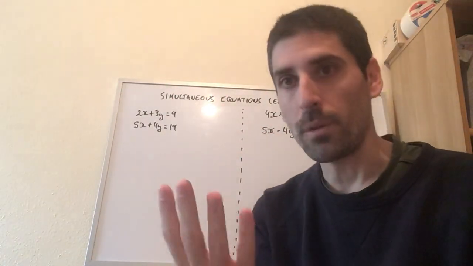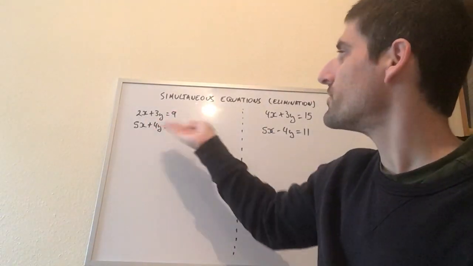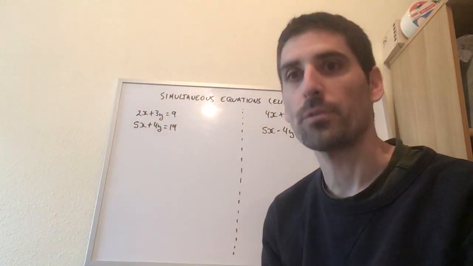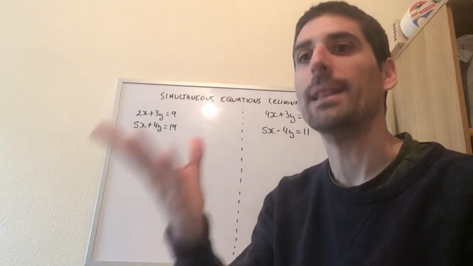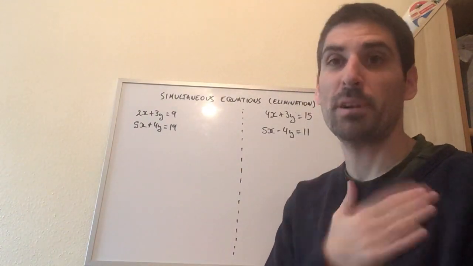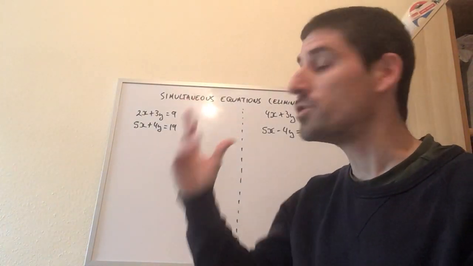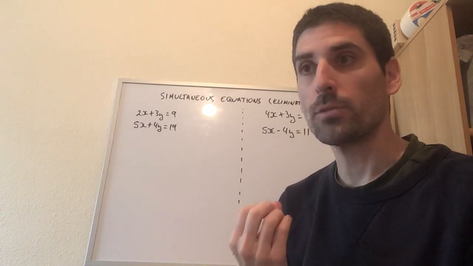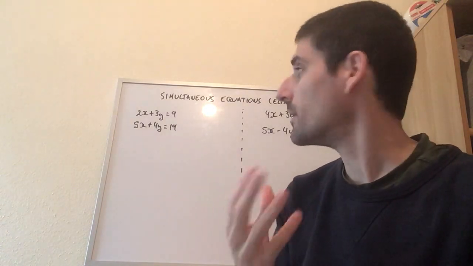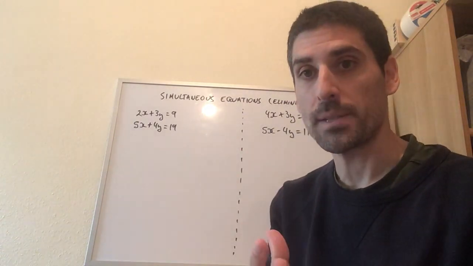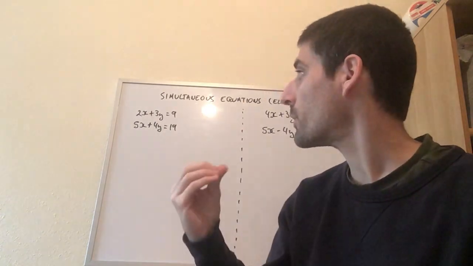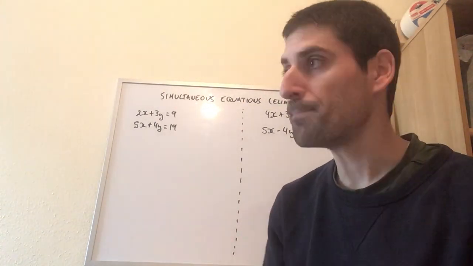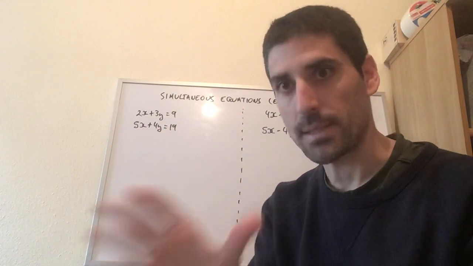So, first of all, you're going to decide which variable you want to get rid of first, which variable you want to eliminate. Me, myself, personally, this time round, I'm going to choose x. I want to eliminate the x variable first. And in order to do that, I want to have the same amount of x's.